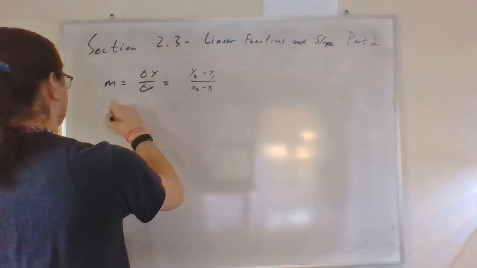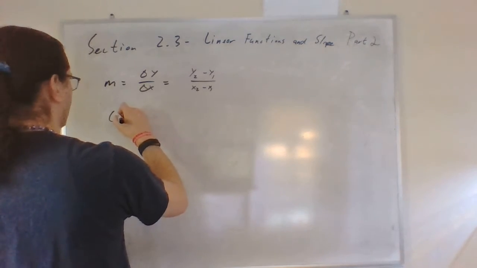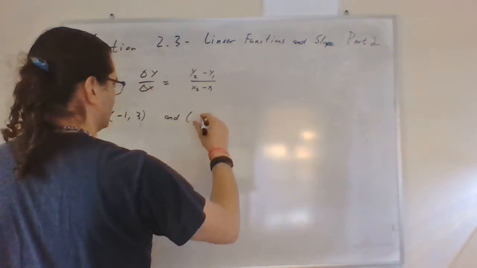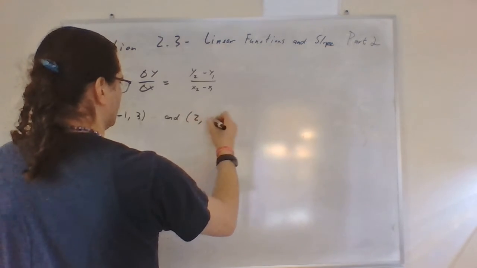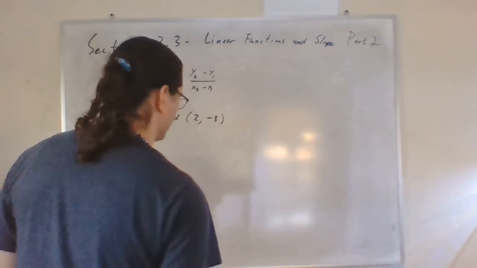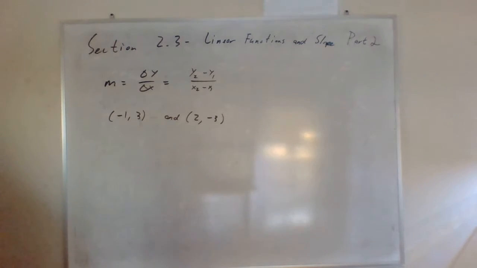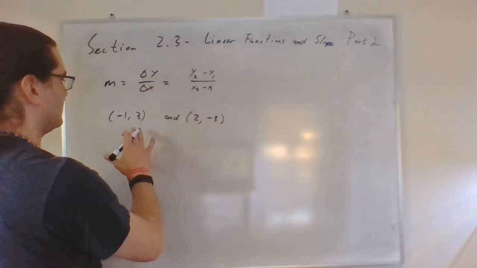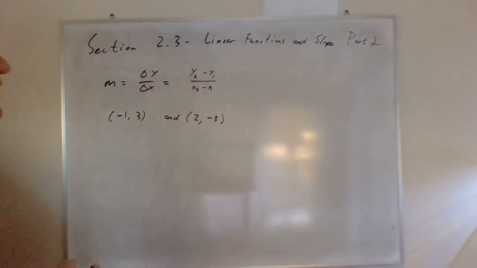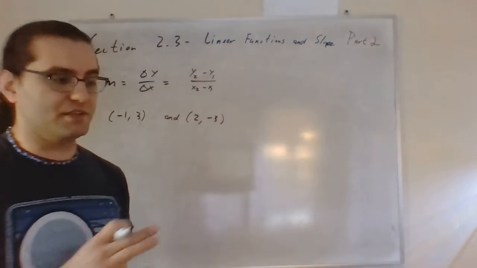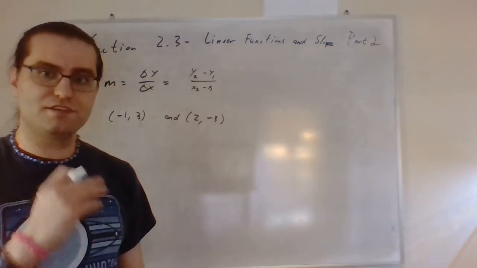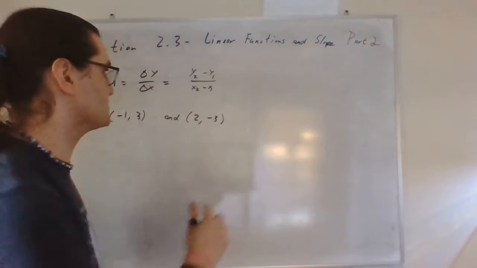Let's say we have 2 points. We'll go with -1, 3, and let's say 2, -3. That one should be fine. Okay, so we have our 2 points. What's different about this problem is I don't just want the slope between these 2 points. What I want is the equation of the line between these 2 points.